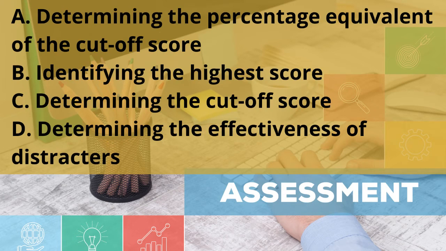Number 3. Which is included in item analysis? A. Determining the percentage equivalent of the cutoff score. B. Identifying the highest score. C. Determining the cutoff score. Or letter D. Determining the effectiveness of distractors.